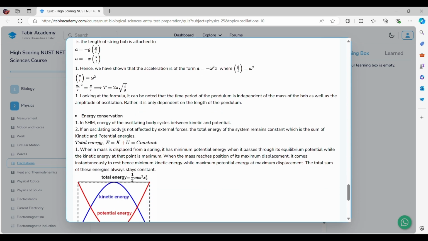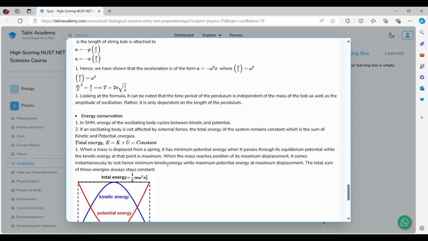Energy conservation. Simple harmonic motion में जो energy है oscillating body की वो kinetic और potential के बीच में cycle होती रहती है. अगर एक oscillating body external forces से नहीं affect होती तो body की जो total energy है system की वो constant रहती है, which is the sum of the kinetic and potential energies. So total energy E equals K plus U, which is constant.